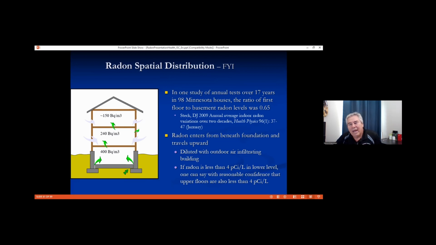So people often ask me, we typically see highest levels in the basement. Is it because radon is heavier than air? The answer to that is yes, radon is heavier than air, but that's not the real reason we're finding higher levels in the basement. The real reason is because you're closer to the source, and the source is the ground underneath your house. So the closer you are to the source, the higher levels you're going to see.